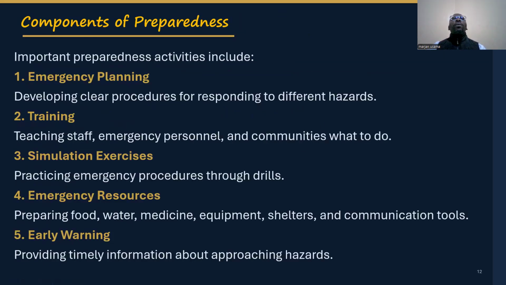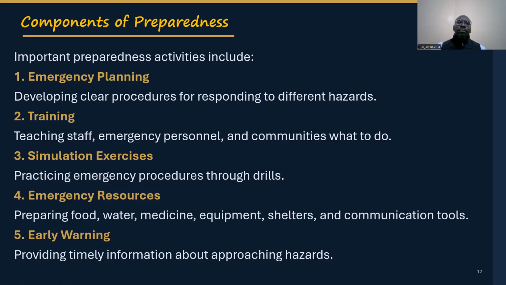Now, what are the components of preparedness? This is what you are just seeing now. So emergency planning. This means developing clear procedures, al-ijra'at wadih, procedures for responding to different hazards. Different hazards. If there is fire, this is the plan for fire. If there is flood, this is the plan for flood. If we are going to have an earthquake, this is the plan.